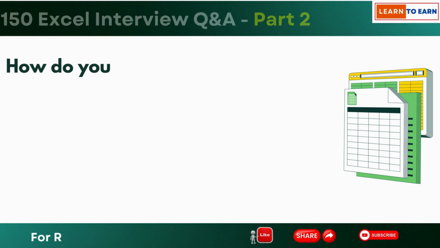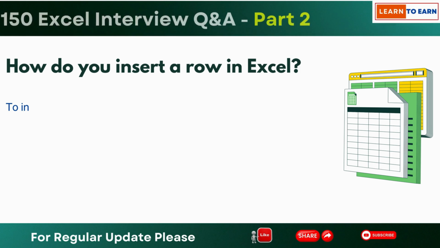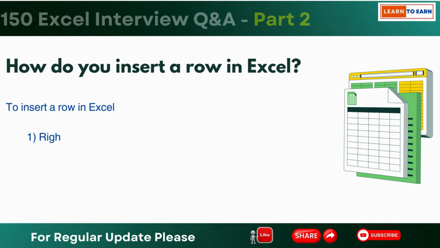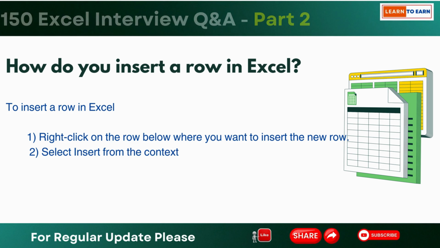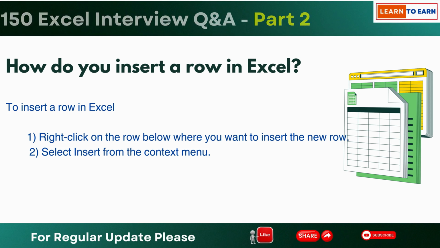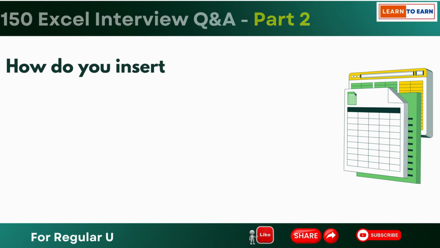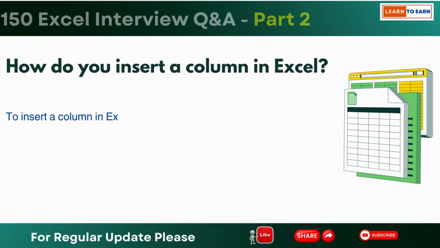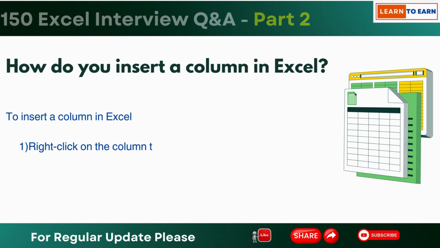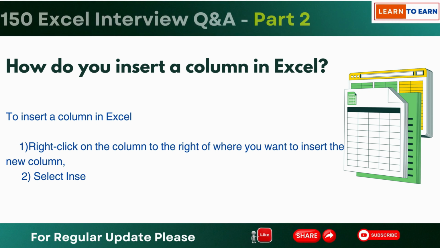How do you insert a row in Excel? To insert a row in Excel, right-click on the row below where you want to insert the new row and select Insert from the context menu. How do you insert a column in Excel? To insert a column in Excel, right-click on the column to the right of where you want to insert the new column and select Insert from the context menu.